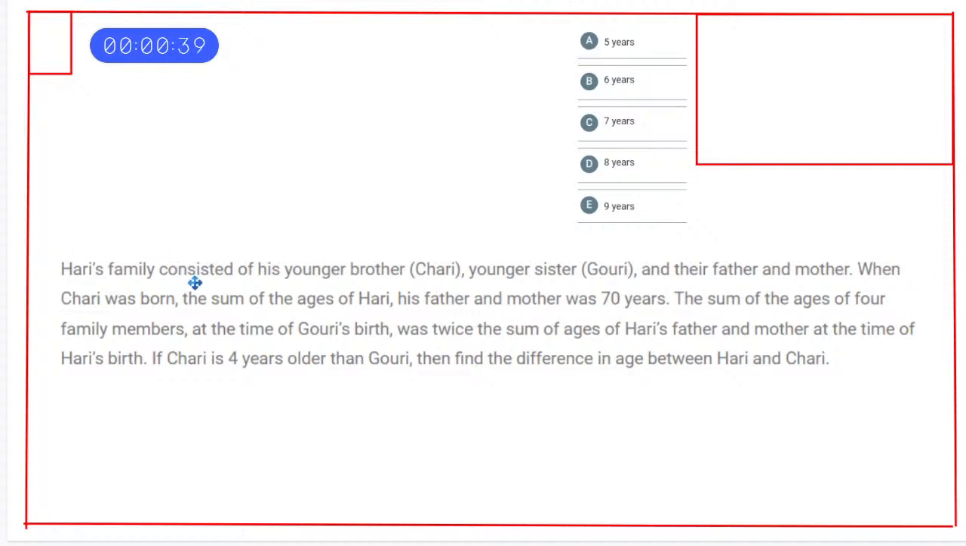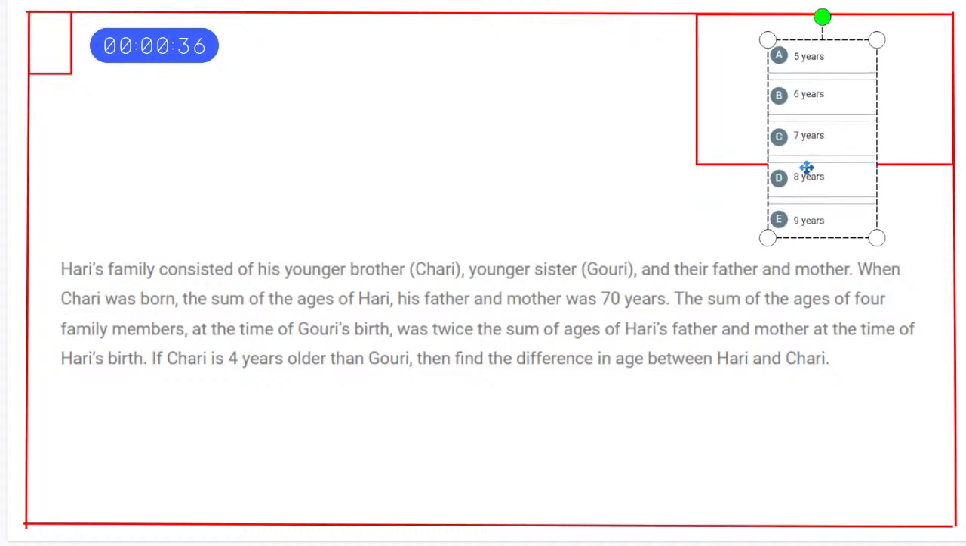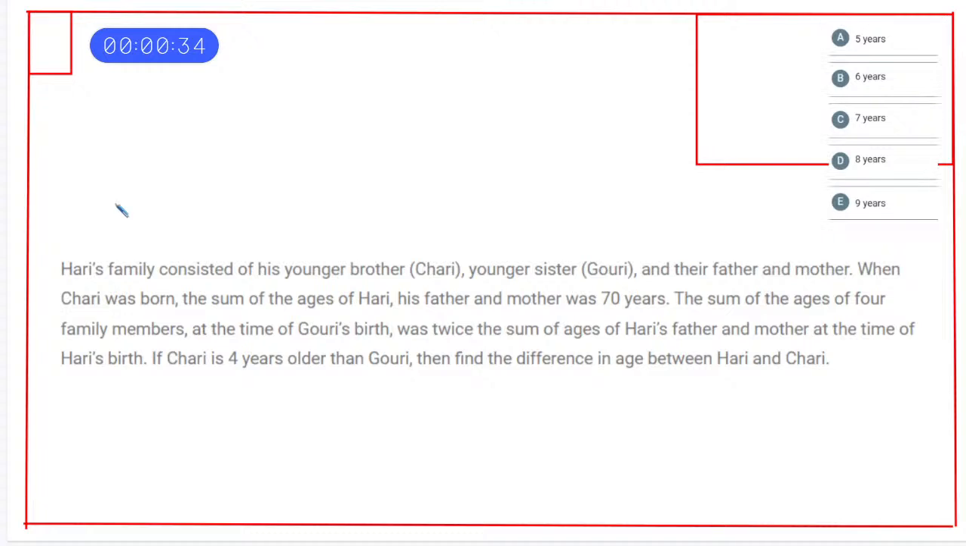So in this particular question, we are given that Hari's family consisted of his younger brother, younger sister, Chari, Gauri, and father and mother. So there is Hari, Chari, his brother, Gauri, father and mother. So there are 5 members. When Chari was born, Chari, the brother, is at 0.